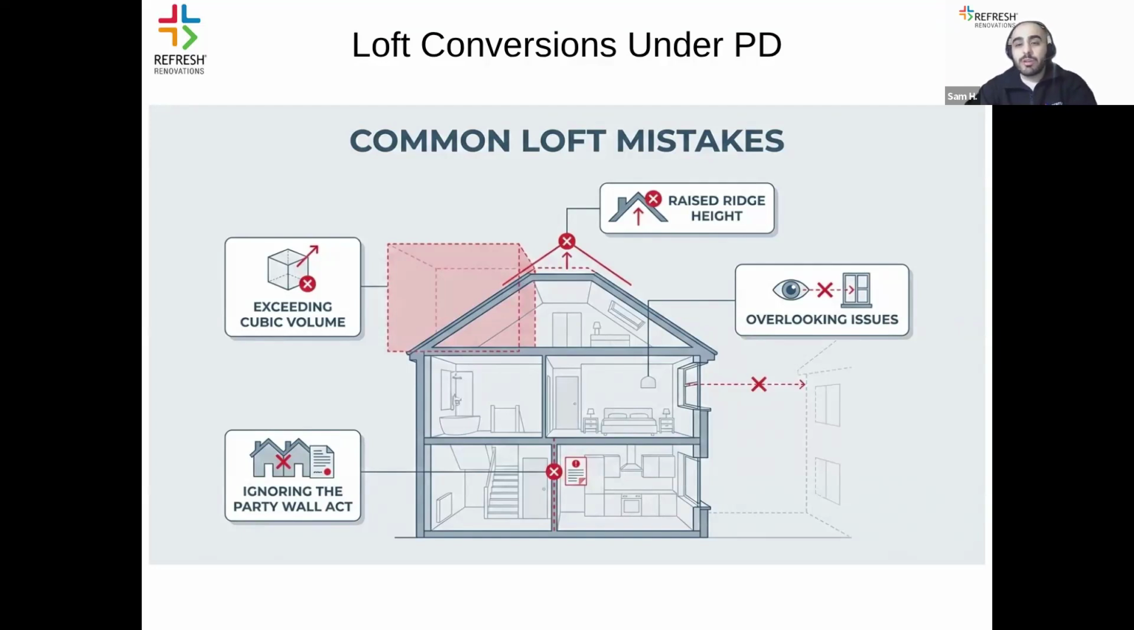Ignoring party wall agreements, which results in disputes and at times halts work on site, and overlooking issues such as privacy and overlooking through windows and glazing elements at high level, whether it's at the loft or to the side, which can basically impinge on the privacy of the neighbors.